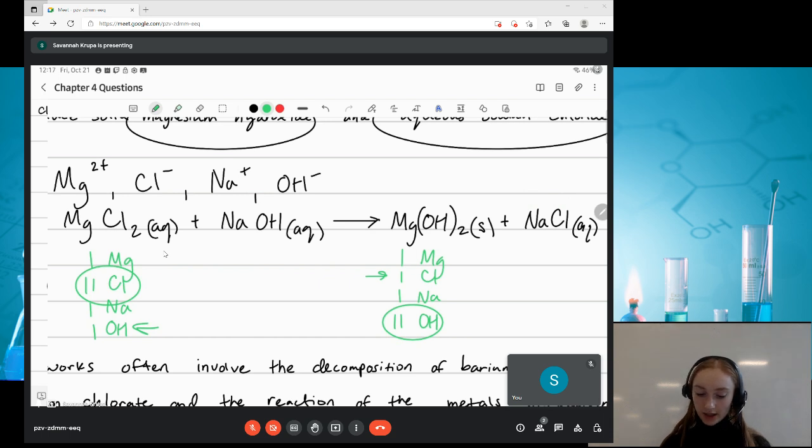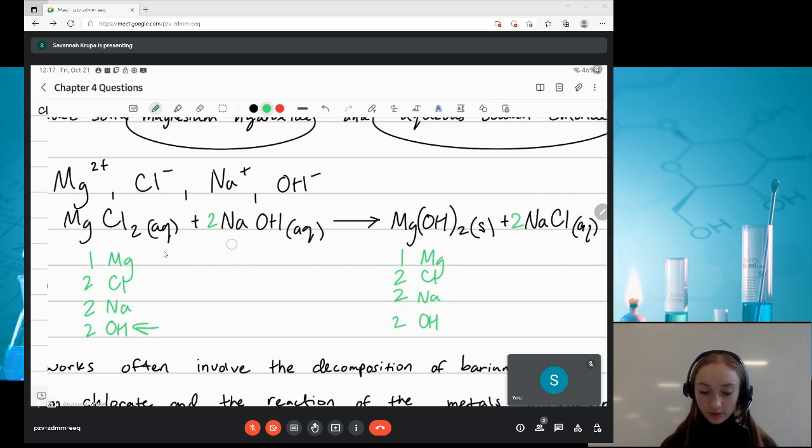So since we don't have enough hydroxides on the left side, we're going to put a 2 in front of the sodium hydroxide. And what that will do is give us 2 of the sodium, and now we have 2 hydroxide. And so since now on the right we only have 1 sodium, we're going to have to put a 2 in front of here. So now we have 2 sodium, and then we have 2 chlorine. And so that's what that looks like. And it looks like this is balanced.